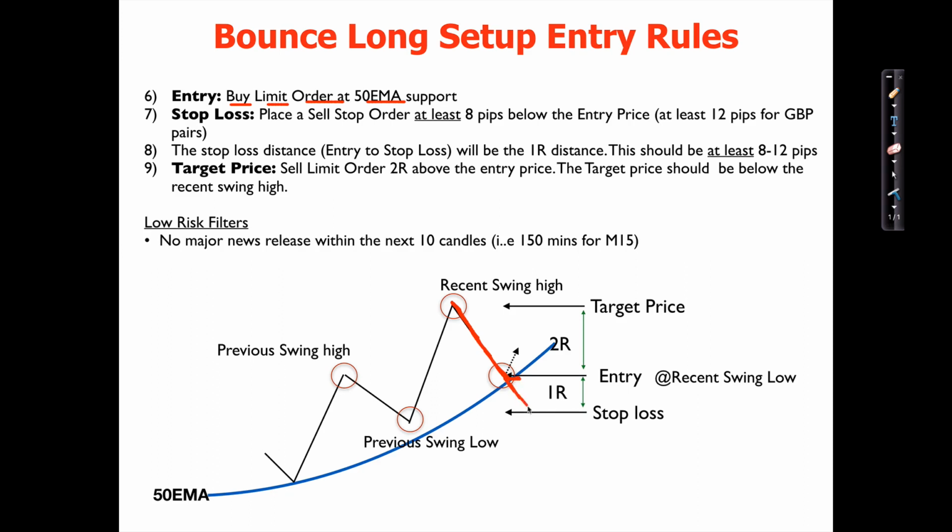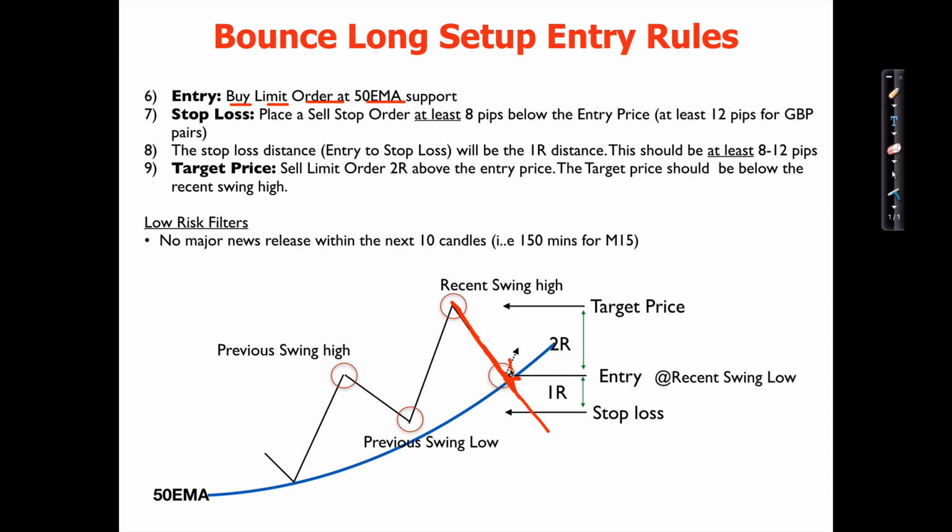So if the price continues going down, what happens? Our order is not triggered. But if the price pierces the 50 and bounces back up, it will trigger the order and we get filled. So I prefer the second method, which is wait for it to pierce the 50, place a buy stop order. When it bounces back, it will fill me.